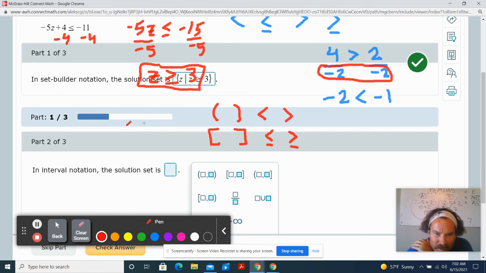It's best understood if I just show you a graph of a number line. Here's a number line, and here is the answer: z is greater than or equal to 3. Here's 0, here's 1, here's 2, here's 3. Well, 3 is part of my solution set because 3 is greater than or equal to 3. Since 3 is equal to 3, I'm just going to put a dot there.